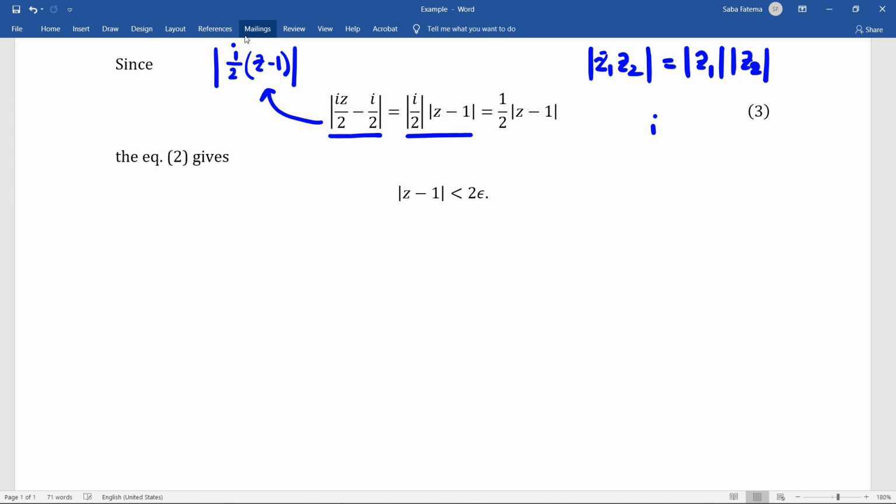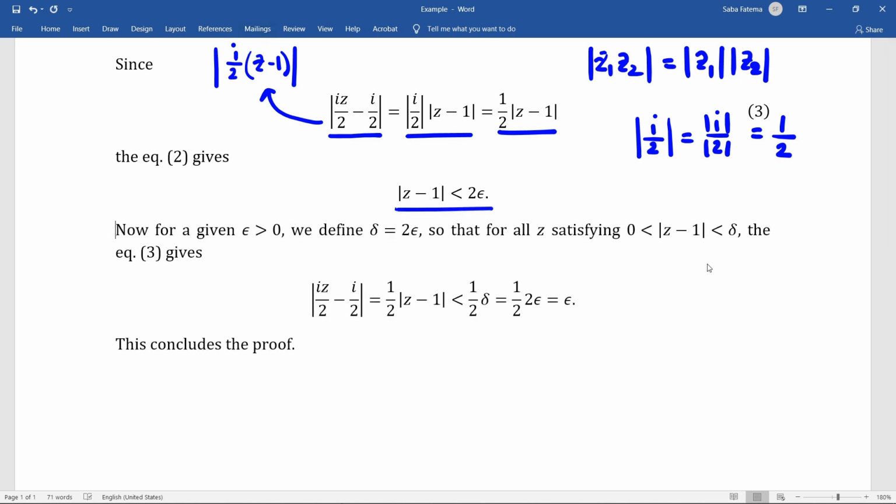And also we know that, since the absolute value of i is 1 and the absolute value of 2 is 2, finally we are getting this. Now equation 2 gives this one.